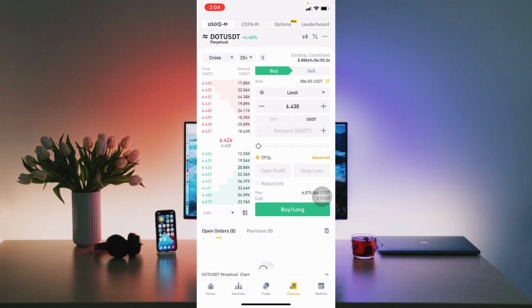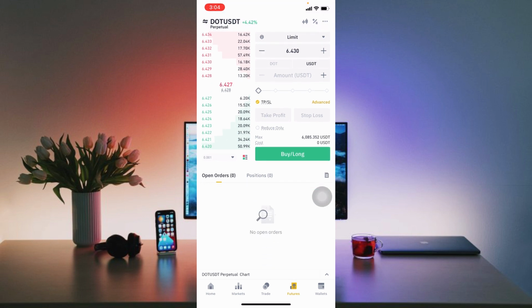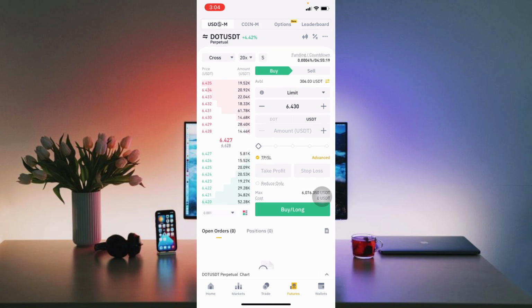So I'm going to be explaining some basic terms here. After that, we'll enter a trade and we'll also exit a trade. I'll be explaining limit orders, market orders, and trailing stops. So please pay close attention to this video, because this is the only video you need to trade futures with your smartphone in 2023.